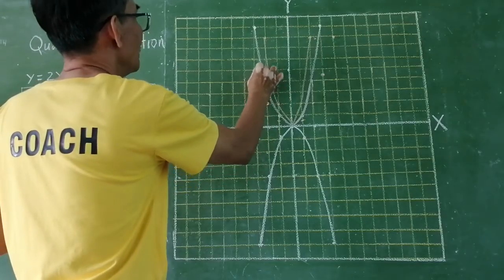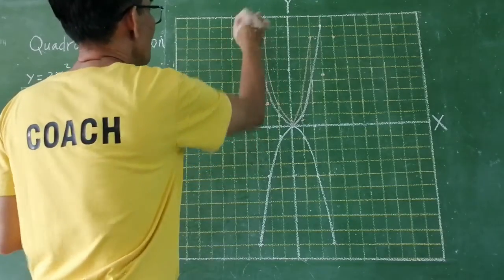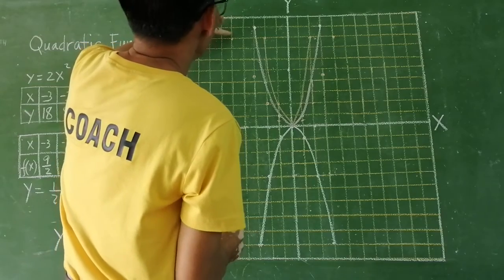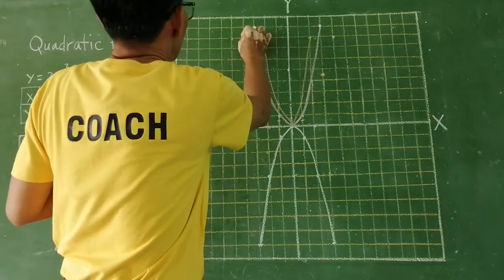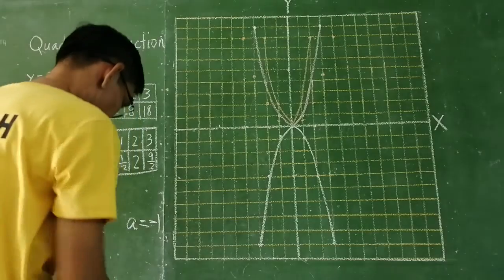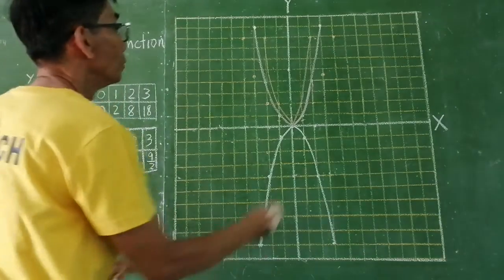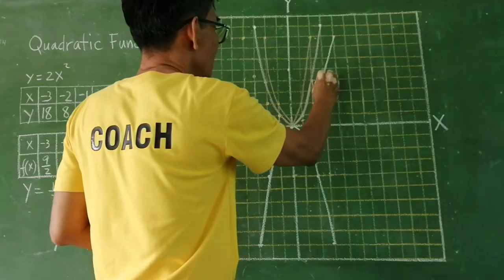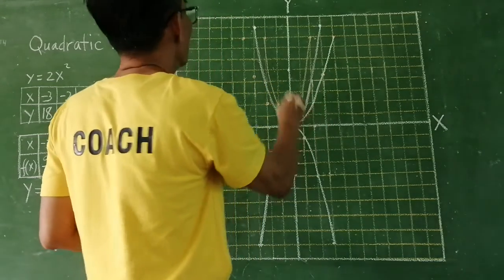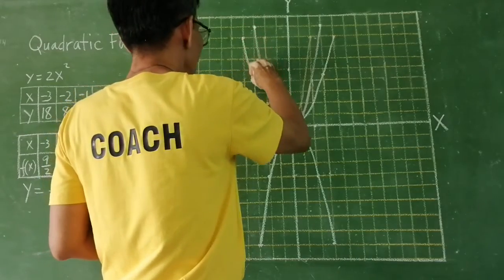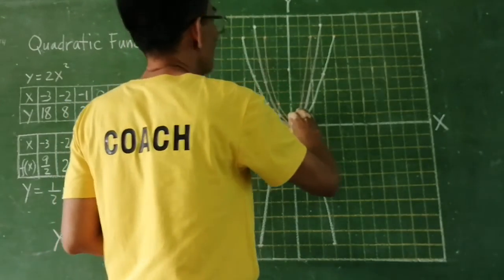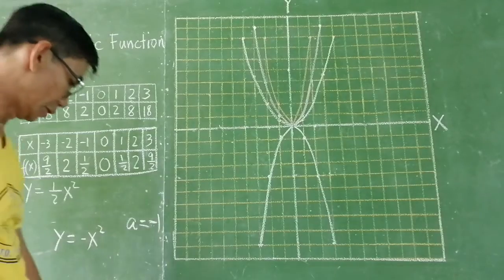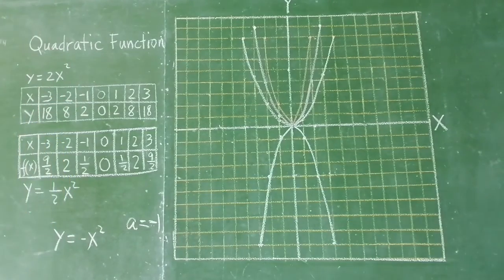You just put points here and points. Oops, it is too far. Here. Okay, so we are going to trace the curve. So it will be like this. It will be like this. Okay, so these are the different graphs of quadratic function depending upon the a.